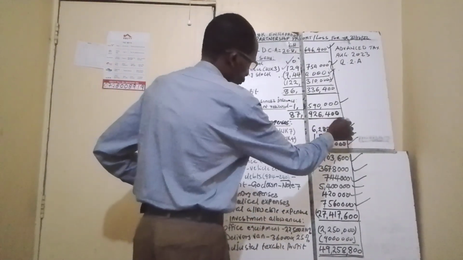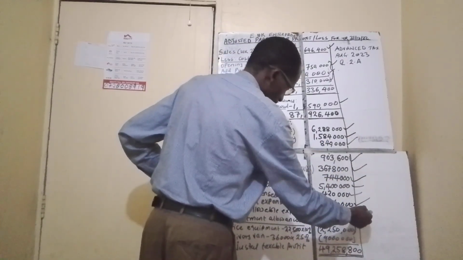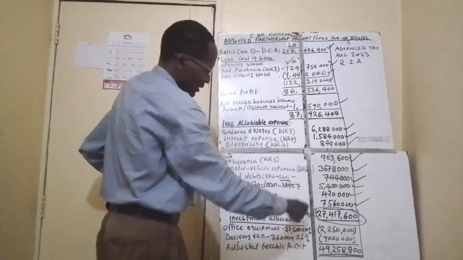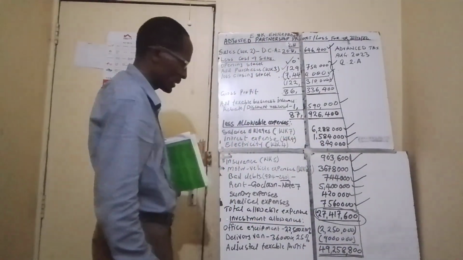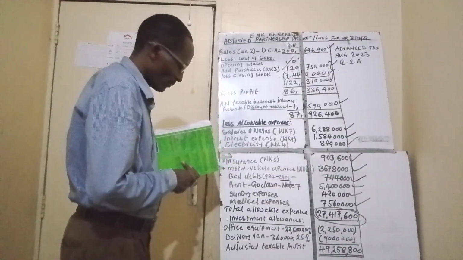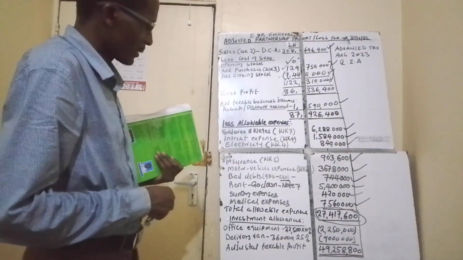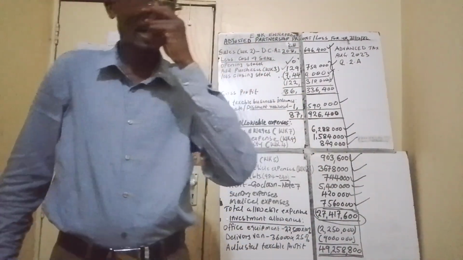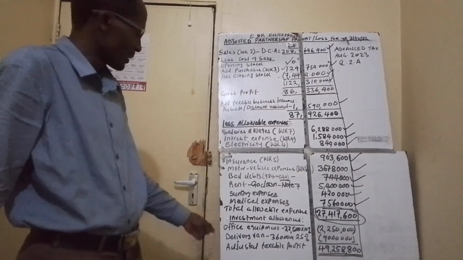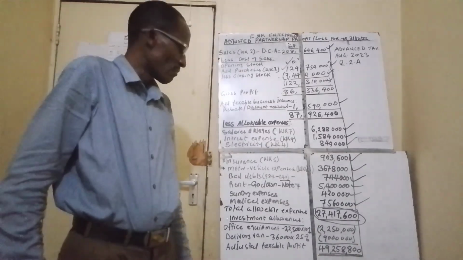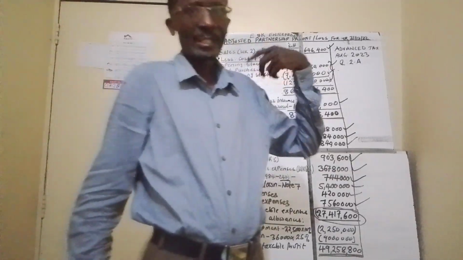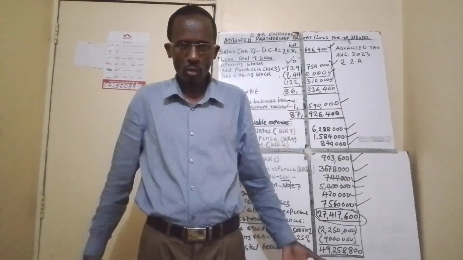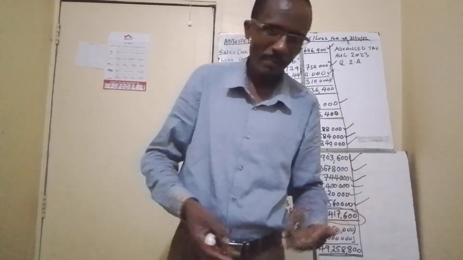We less all that. Or first we can sum all of them. If you sum, you get this figure. Summation of all the allowable expenses, 27,417,600. Then the other thing that you deduct is investment allowances. Investment allowances are to do with non-current assets. Like in this case, we purchased office equipment and delivery van. That is wear and tear. We say that wear and tear replaces what? Depreciation. So you ask for wear and tear.